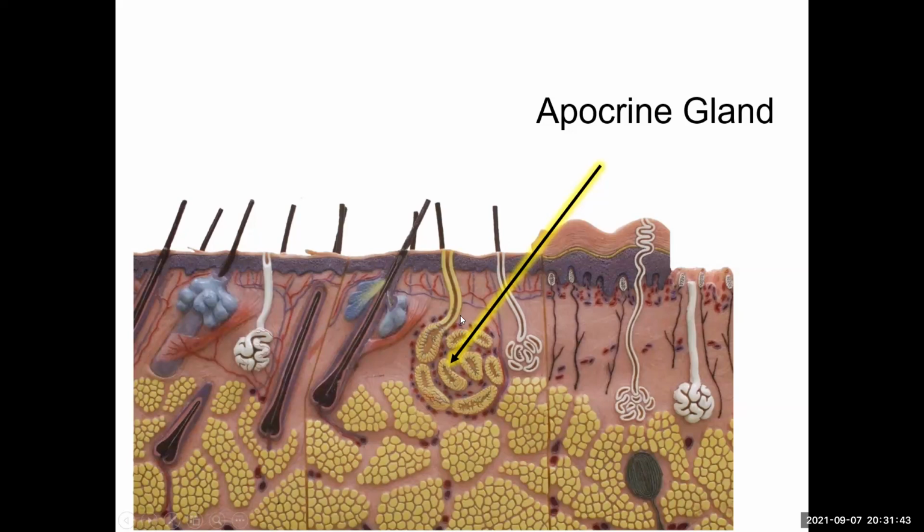Okay. And apocrine glands are going to be associated with hair. You'll find them in areas like your armpits, the axillary area, and the anus. I'm missing another spot. Around the nipples, all right? The apocrine glands will be present there.